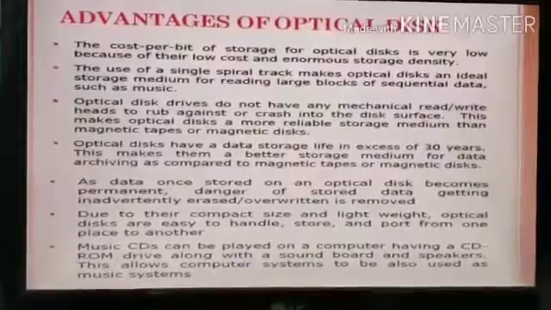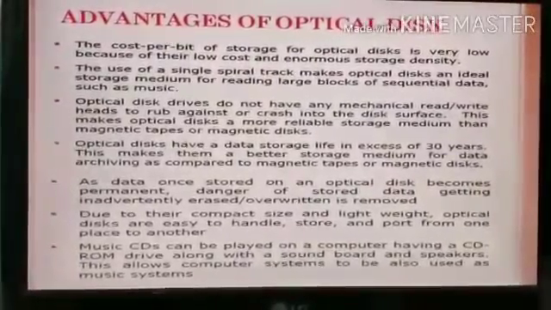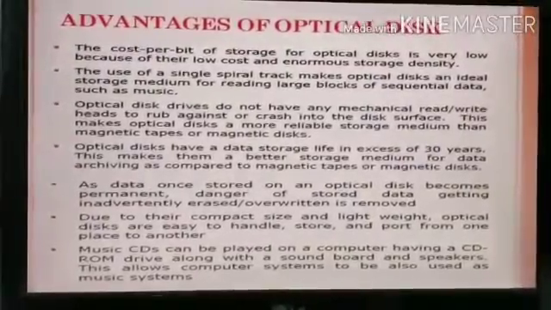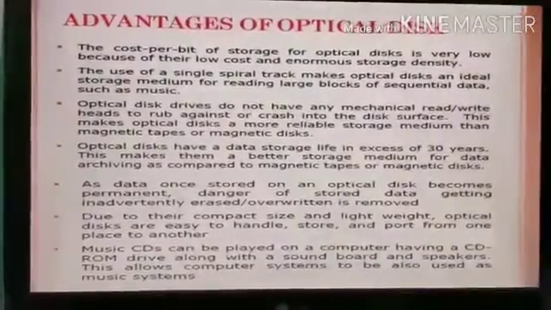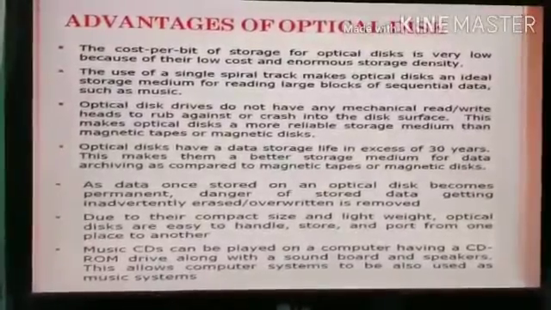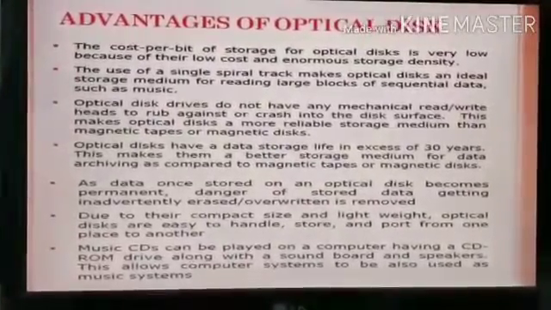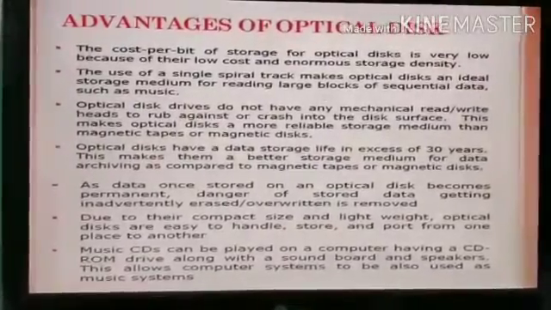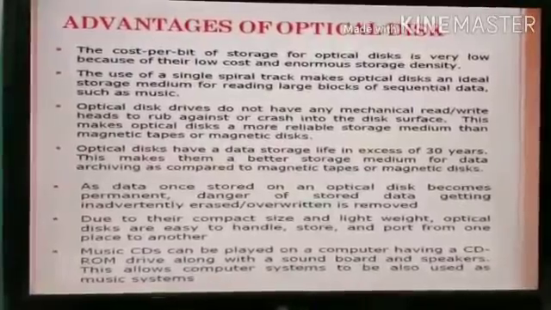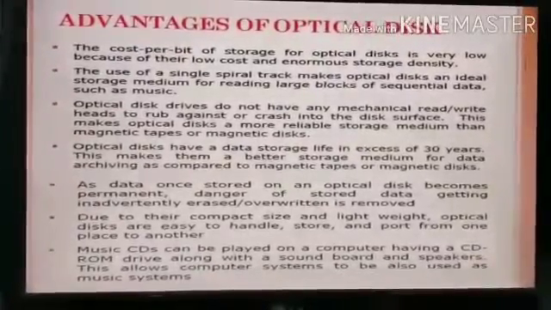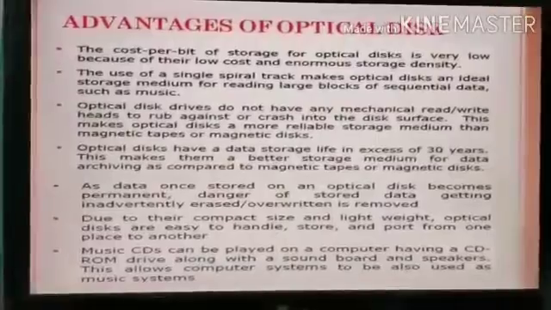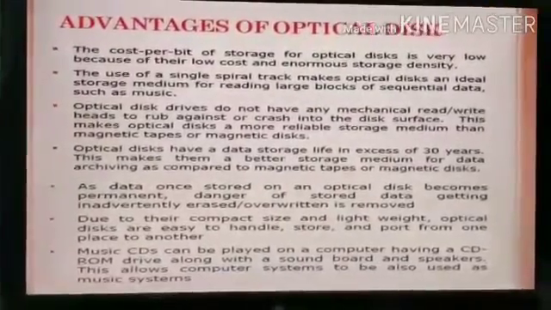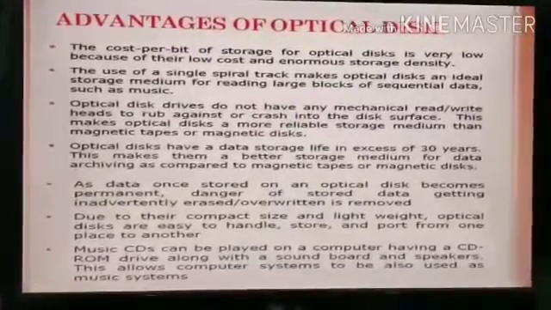This makes them a better storage medium for data archiving as compared to the magnetic tapes or magnetic disk. Like in magnetic tapes or magnetic disks, we cannot store data for much time, but in the optical disk we can store data for a long time. That's why this is a better option. As data once stored on an optical disk becomes permanent, the danger of stored data getting inadvertently erased or overwritten is removed. It means there is no chance of loss of data present in an optical disk.